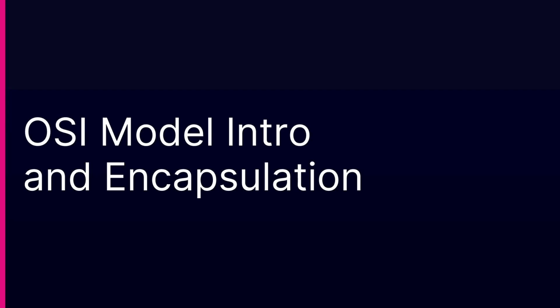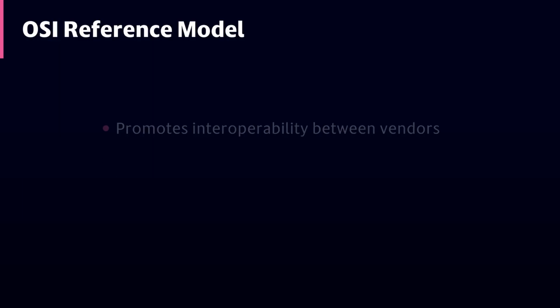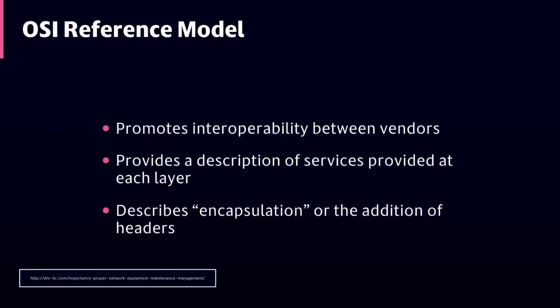Our next topic is going to be the OSI reference model. The OSI reference model provides us a framework so that we can understand the different elements of networking and how they work together. There are a couple of purposes with the OSI reference model to cover first, and then we'll get into exactly what it is and how it works.